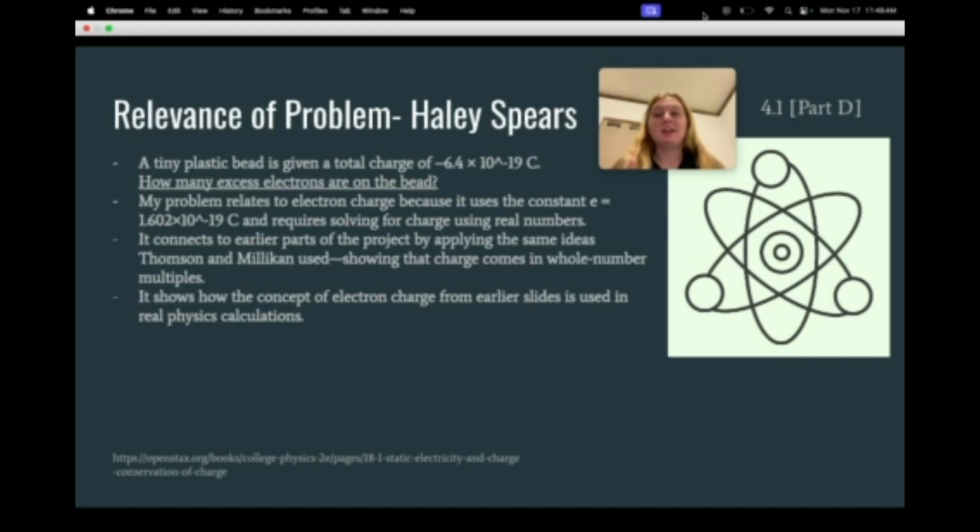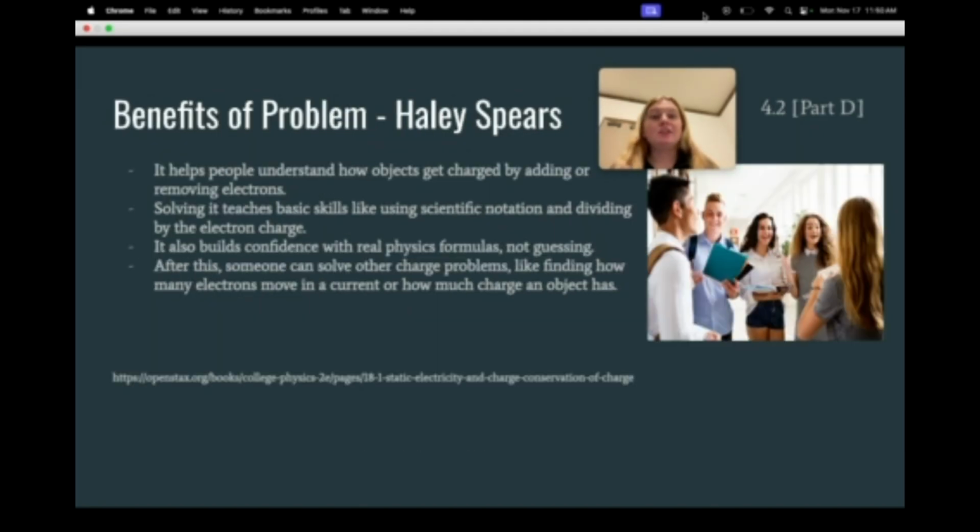So that is what I'm stating here, that Thompson and Millikan used to show the whole number multiples. And so for the benefits of my problem, it helped people understand objects can get charged by adding or removing electrons. And with solving my problem, because it's not too hard, it's not too simple, it'll teach you the basics of scientific notation and dividing them by the electron charge. And you can also use my problem to expand on, because after this someone can solve other charge problems, like finding how many electrons move in a current or how much charge an object has.